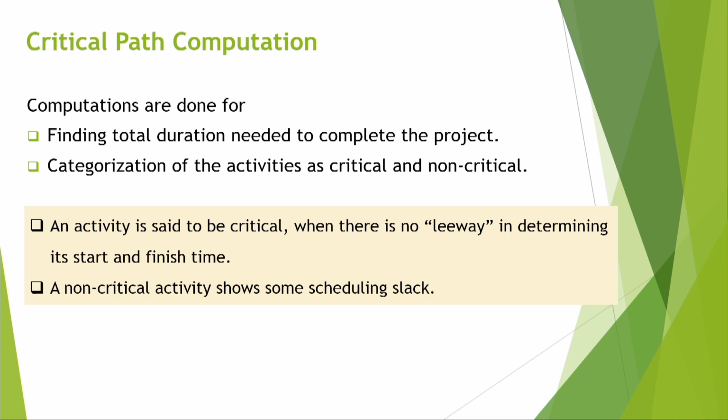So how do we do the critical path computation? Computations are done for finding the total duration needed to complete the project, and categorization of the activities as critical and non-critical. An activity is said to be critical when there is no leeway in determining its start and finish time. That means something has to start precisely on time. A non-critical activity shows some scheduling slack.